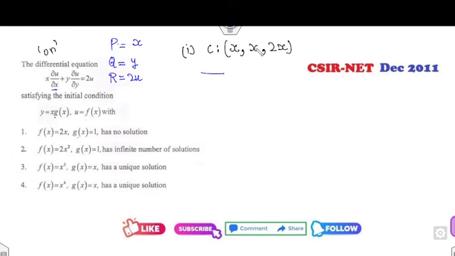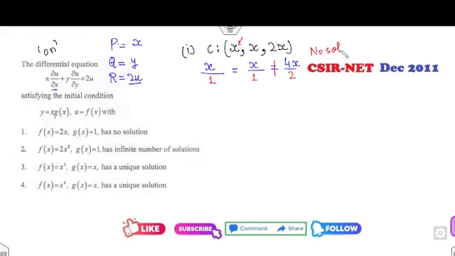Value of the Q on this curve x. Value of the R, that's twice of u, is 4x divided by the derivative of this x1, derivative of this is 2. Clearly they are not equal, that means we will get no solution. First option is the correct one.